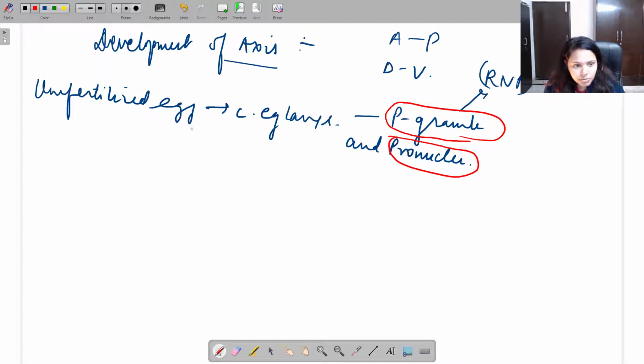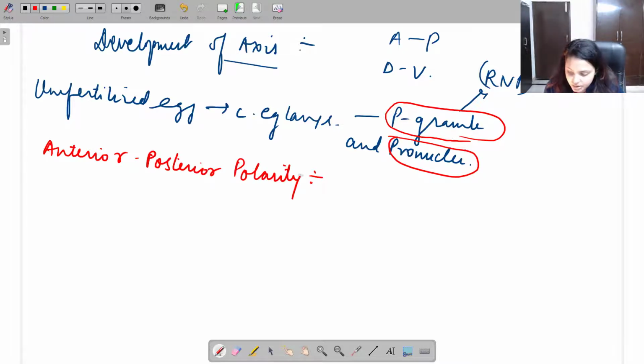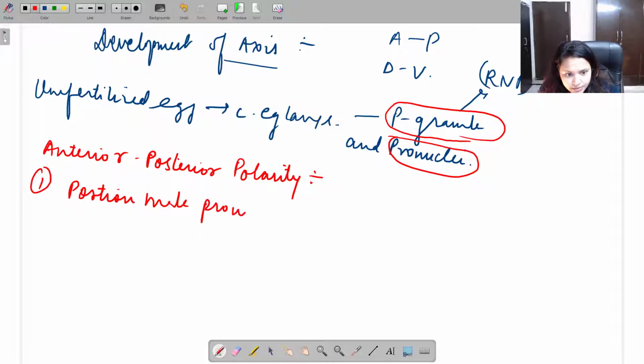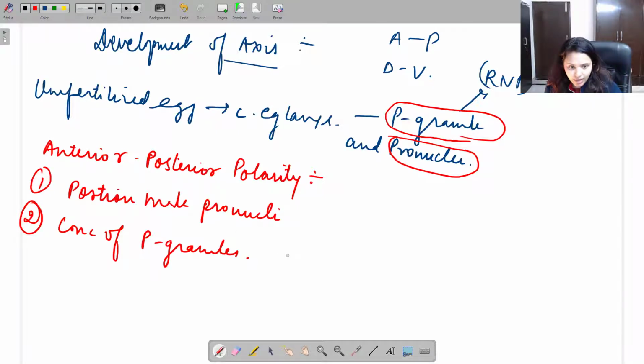Okay, next point is anterior posterior. How is this anterior posterior defined? Anterior posterior polarity is defined by two factors. One is the position of male pronuclei. So the position of the male pronuclei defines the anterior posterior polarity, and the second one is the concentration of P granules. Okay, so these two different factors define the anterior posterior polarity.